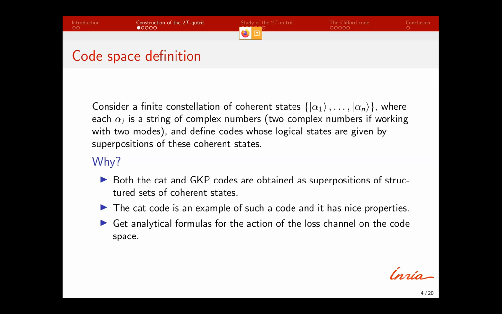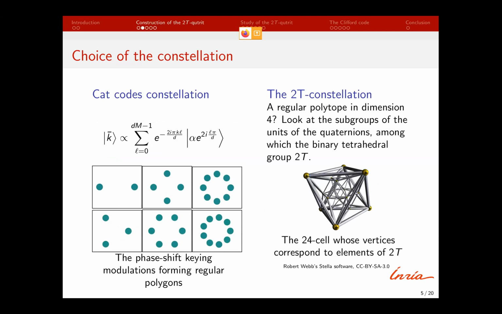And the last nice feature was for numerical simulations, as having a finite set of coherent states enables us to simplify the set of Kraus operators that we get for the loss channel. So this being said, we need to choose what kind of constellation, the finite set of coherent states, that we're going to use.